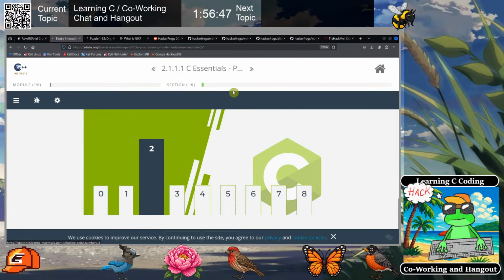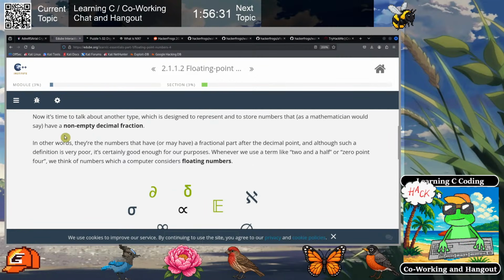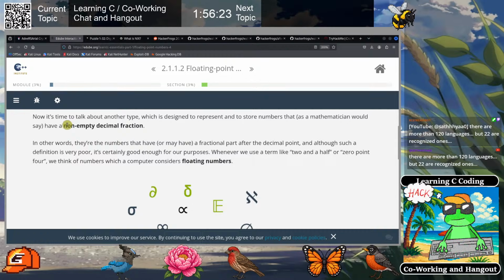Okay, so we will continue. So let's learn about these floating point numbers. In our first lesson, we became acquainted with the concept of the data type and learned that one of the basic types known in the C language is the integer named int. So now it's time to talk about another type which is designed to represent and store numbers that, as a mathematician would say, have a non-empty decimal fraction. So we're talking about numbers that are accurate to several decimal places.